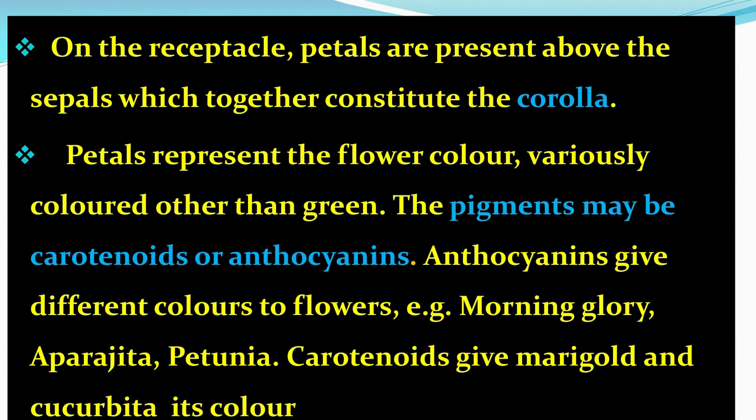On the receptacle, petals are just above the sepals, which together constitute the corolla. In flowers, we will be discussing more about these petals, because petals are variously colored. The color of the petals is other than green. They may be red, they may be bluish, they may be of different colors. So, the color of the petals is because of either carotenoids or anthocyanins. And we will see morning glory, petunia, they have anthocyanin in them, and anthocyanin is a water soluble pigment present in the vacuoles of the petals.